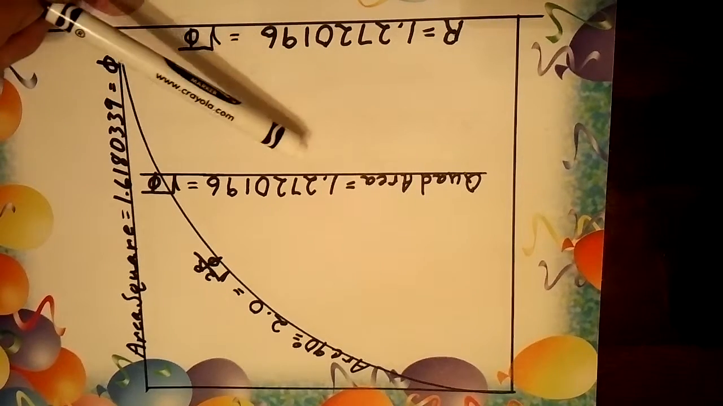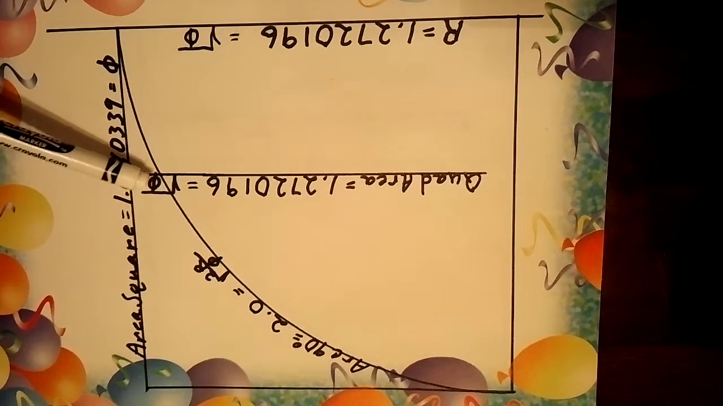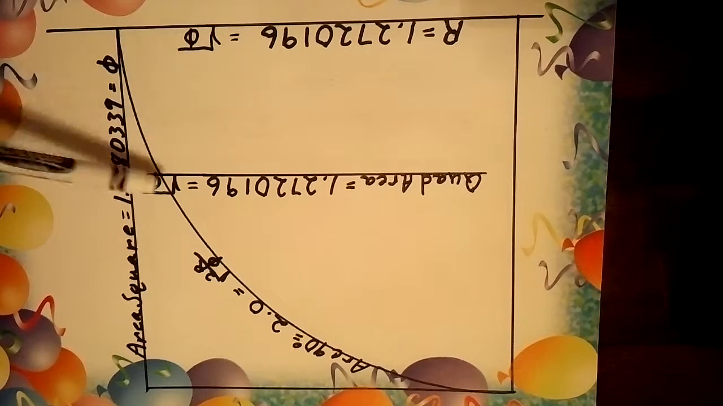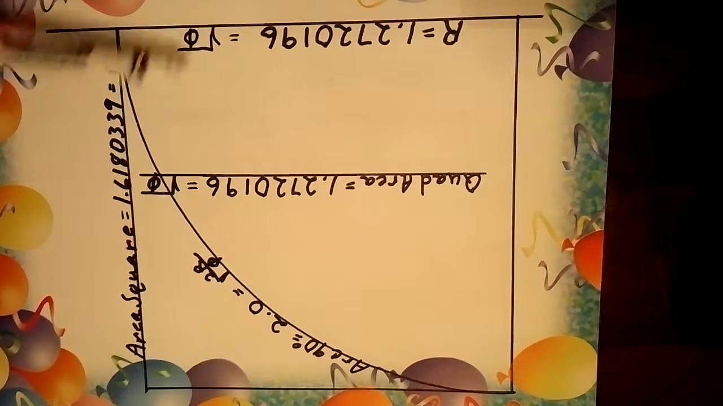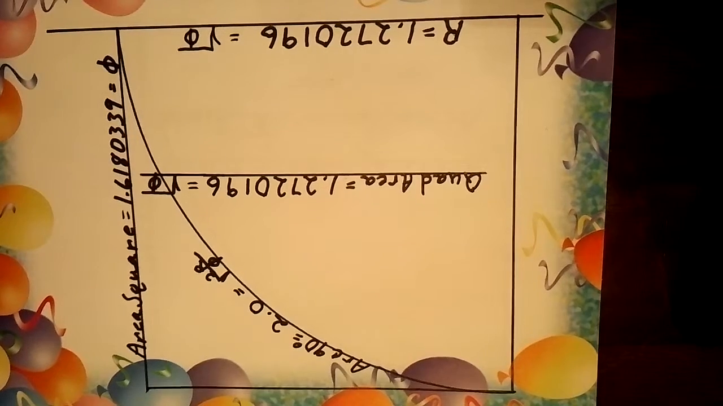The area of the quadrant is the square root of phi. Now this is the only place where you'll find these two quantities to be identical, so don't let that throw you off.